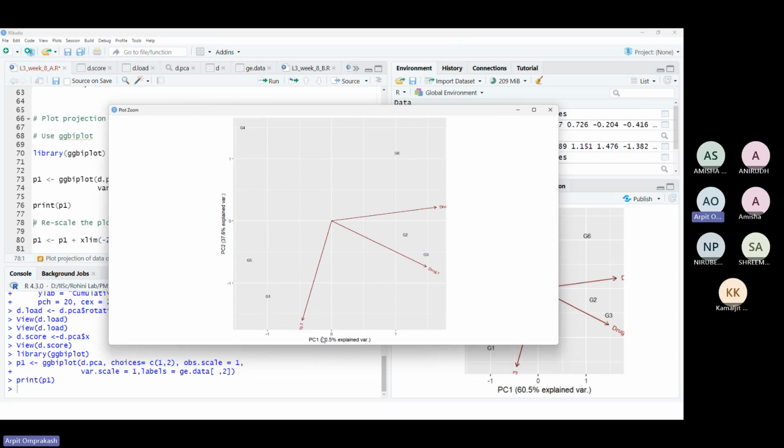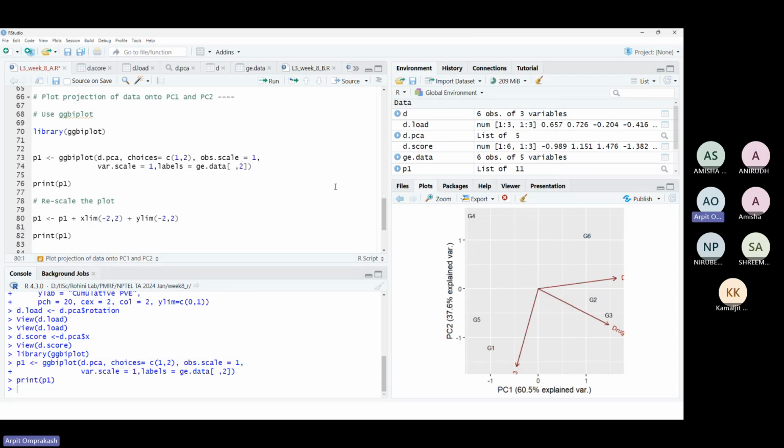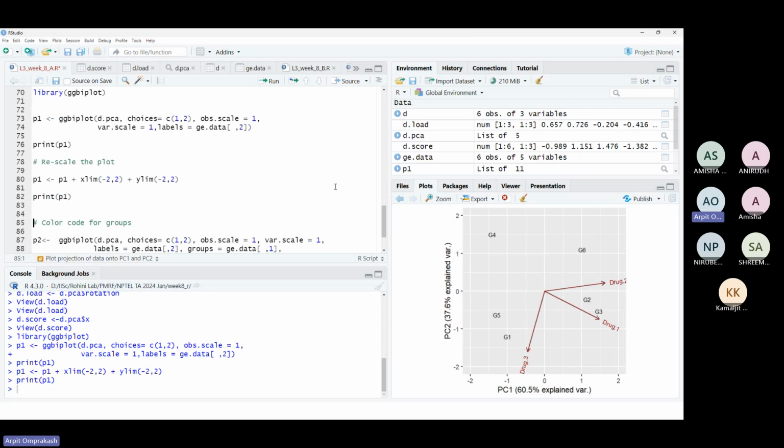This is our PC1, which explains 60.5% of our variance. This is our PC2, which explains 37.6% of our variance. And these are all the locations of the different points, the genes: gene 1, gene 2, gene 3, gene 4, gene 5, gene 6. And these arrows are basically, so we'll scale the image so that we can see it properly. We are changing the limits and printing again.